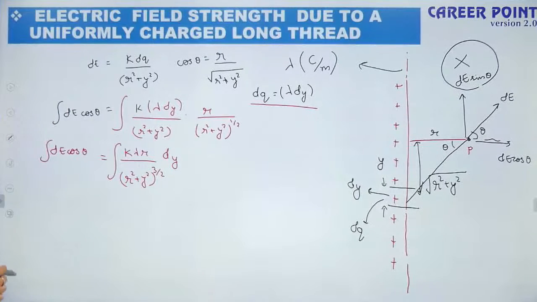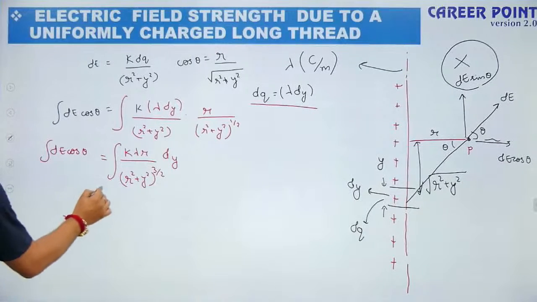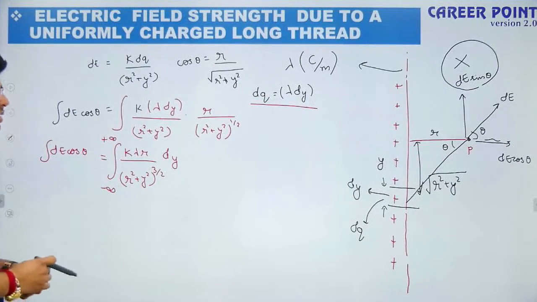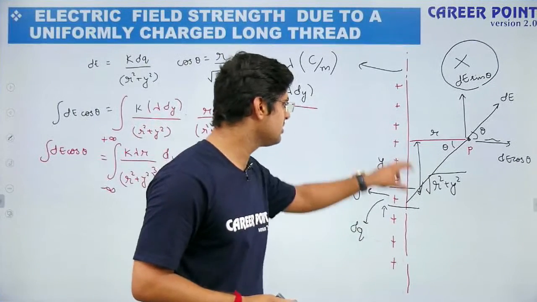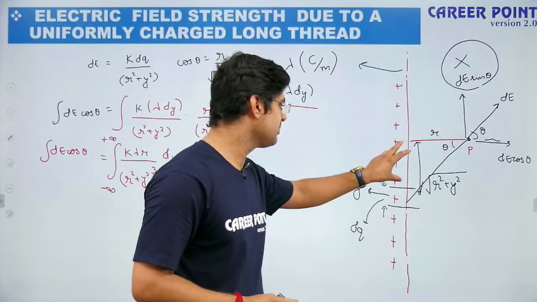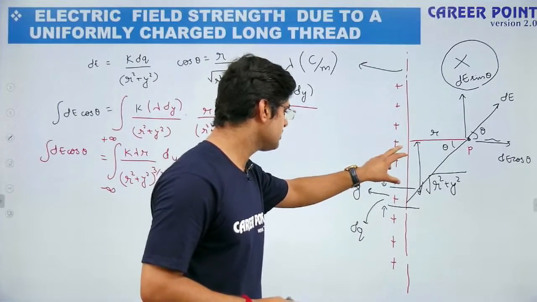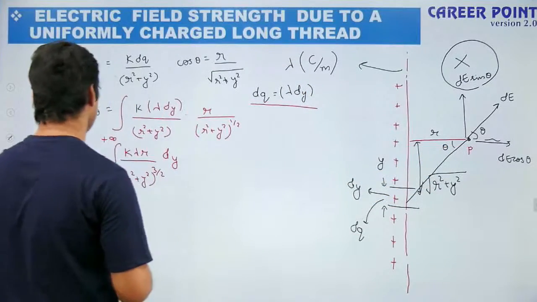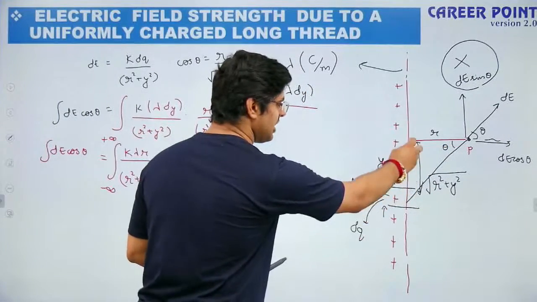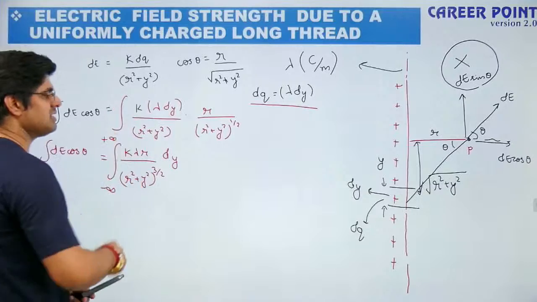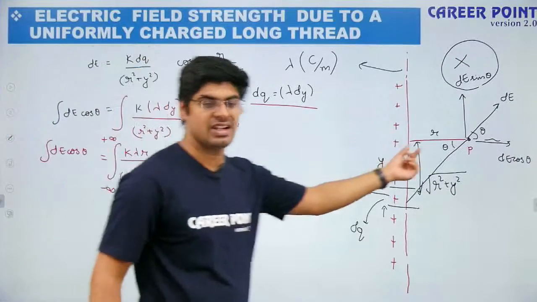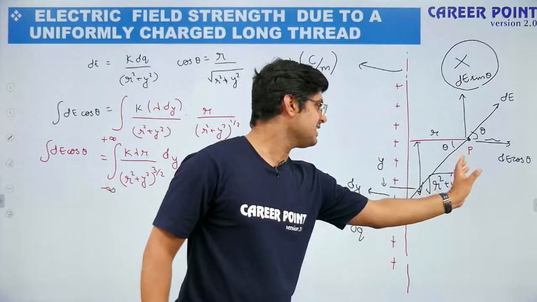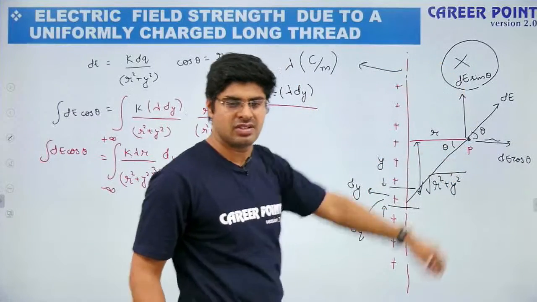From where to where? From minus infinity to plus infinity. Why? Because we are taking the length y as the variable. If we are taking y as the variable, it will be minus infinity to plus infinity, but if we are taking the angle as the variable, it will be minus pi by 2 to plus pi by 2, right?